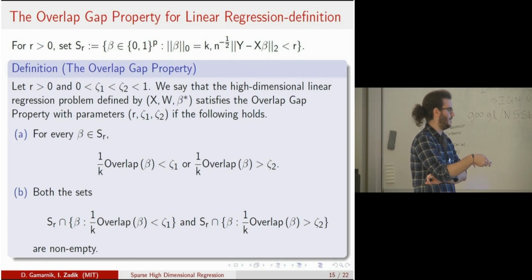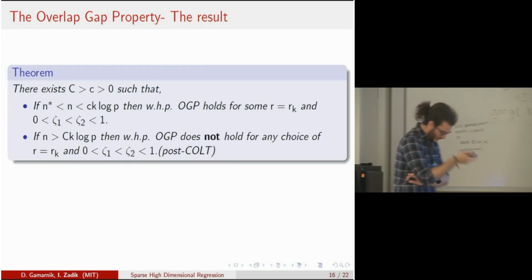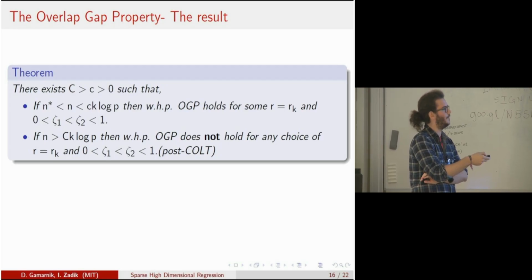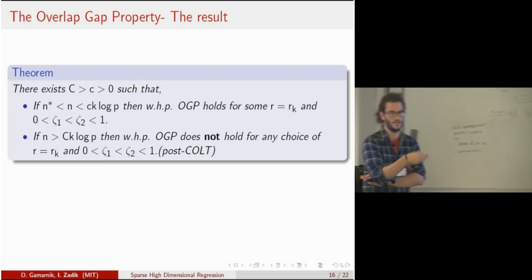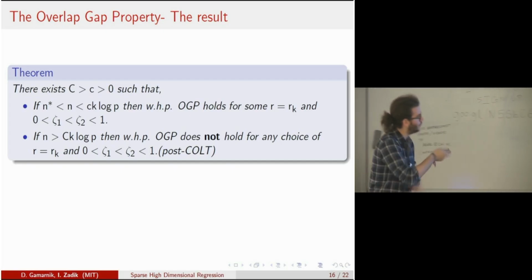And of course, these are not trivial statements. So there exist these two sets that are non-empty. So what is this phase transition we prove that it happens with respect to the overlap gap property? Well, we prove that if you are in this regime, then the overlap gap property happens. So this is a picture that if you zoom enough, you see this.